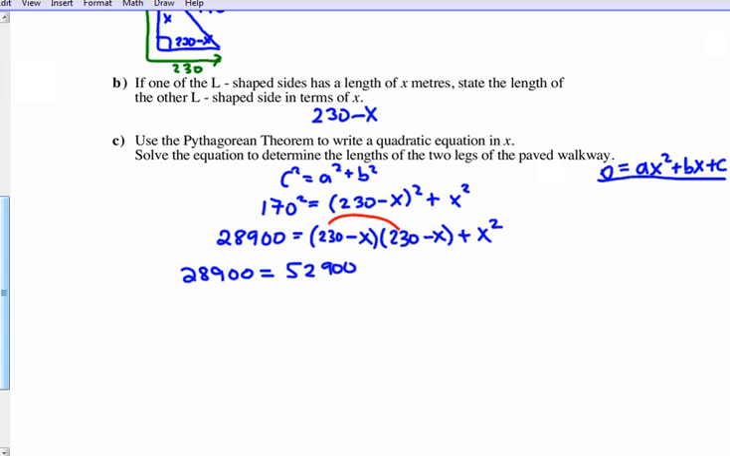52,900. Okay, 230 times x. Sorry, positive or negative here? Negative 230x. How about the next guy? Negative x times 230. Negative 230x. And negative x times negative x? Negative x squared. Oh, good job. Two negatives, positive x squared. And then we also have plus x squared on the back. We can. Now it's 2x squared.